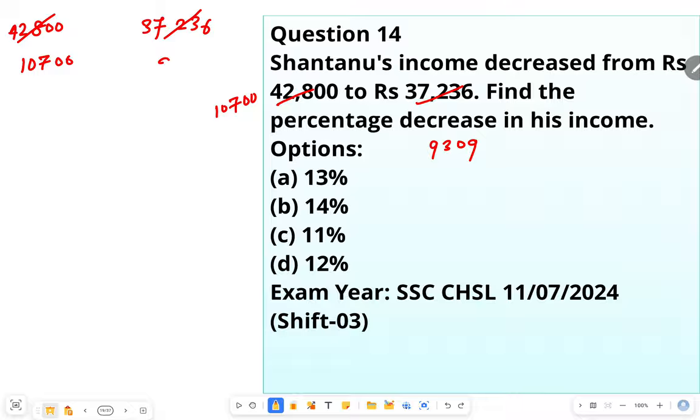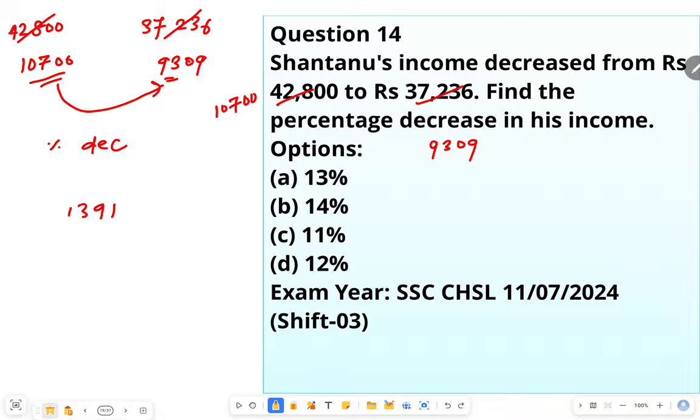10,700. Here you will get 9,309. Now instead of looking at these two numbers, look at how much this 10,000 is bigger than this number, and how much it decreased. So the percentage decrease, if we look at it, it has decreased by 1391, and it has decreased on what?